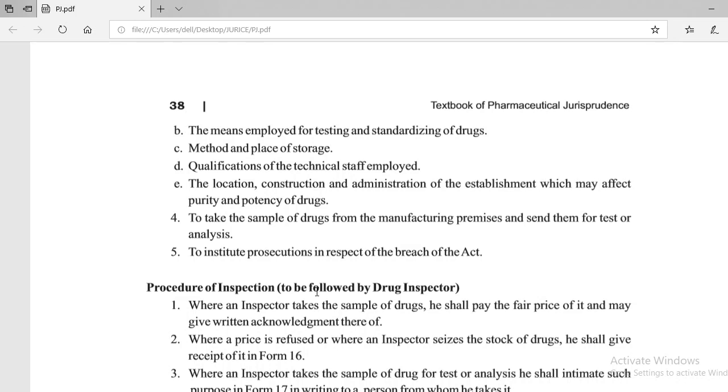Then to take samples of drugs from the manufacturing premises and send them for test or analysis. Yes, he can take any sample from that particular industry, or he can take any sample from the shops. We have already seen in the sale of drugs, he can do that. Then to institute prosecution in respect of the breach of the act.